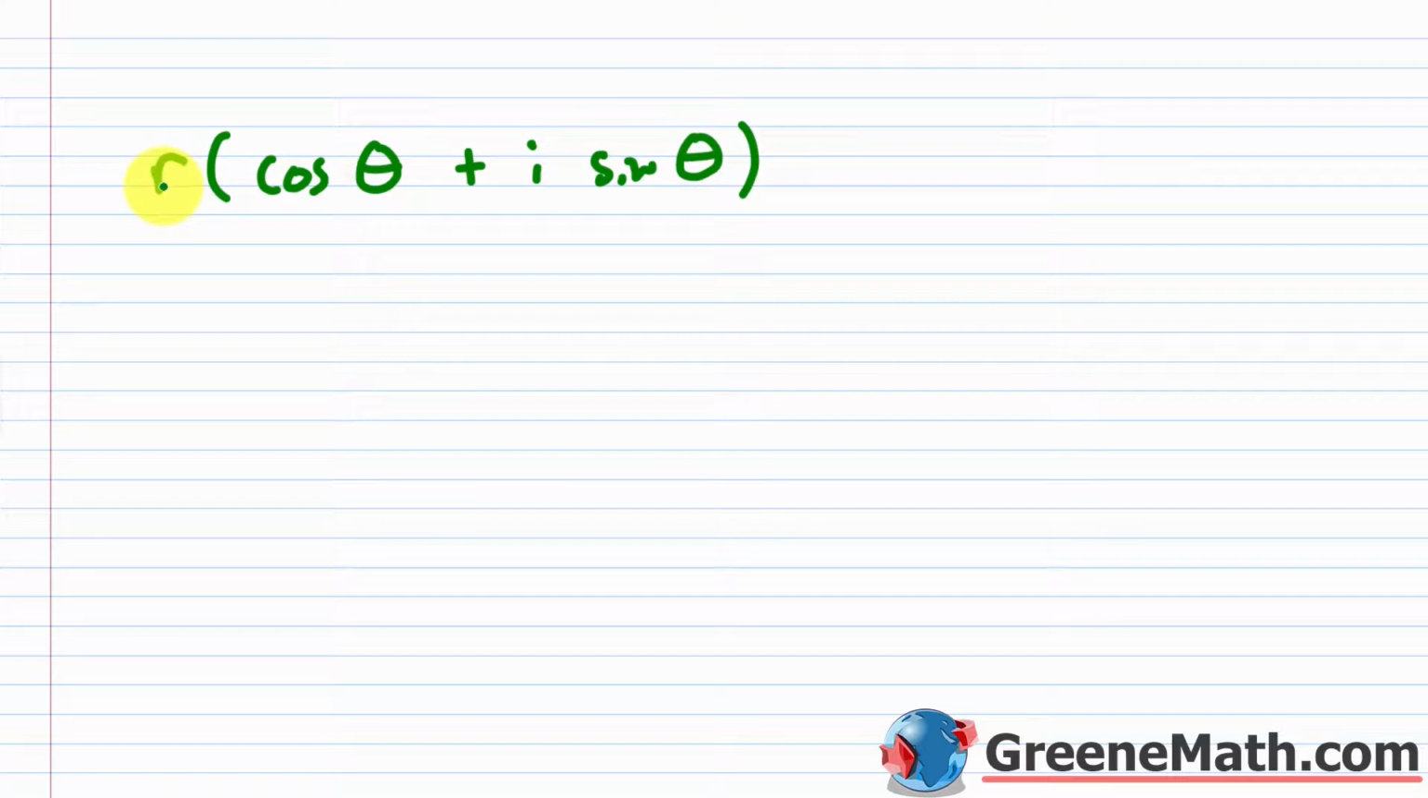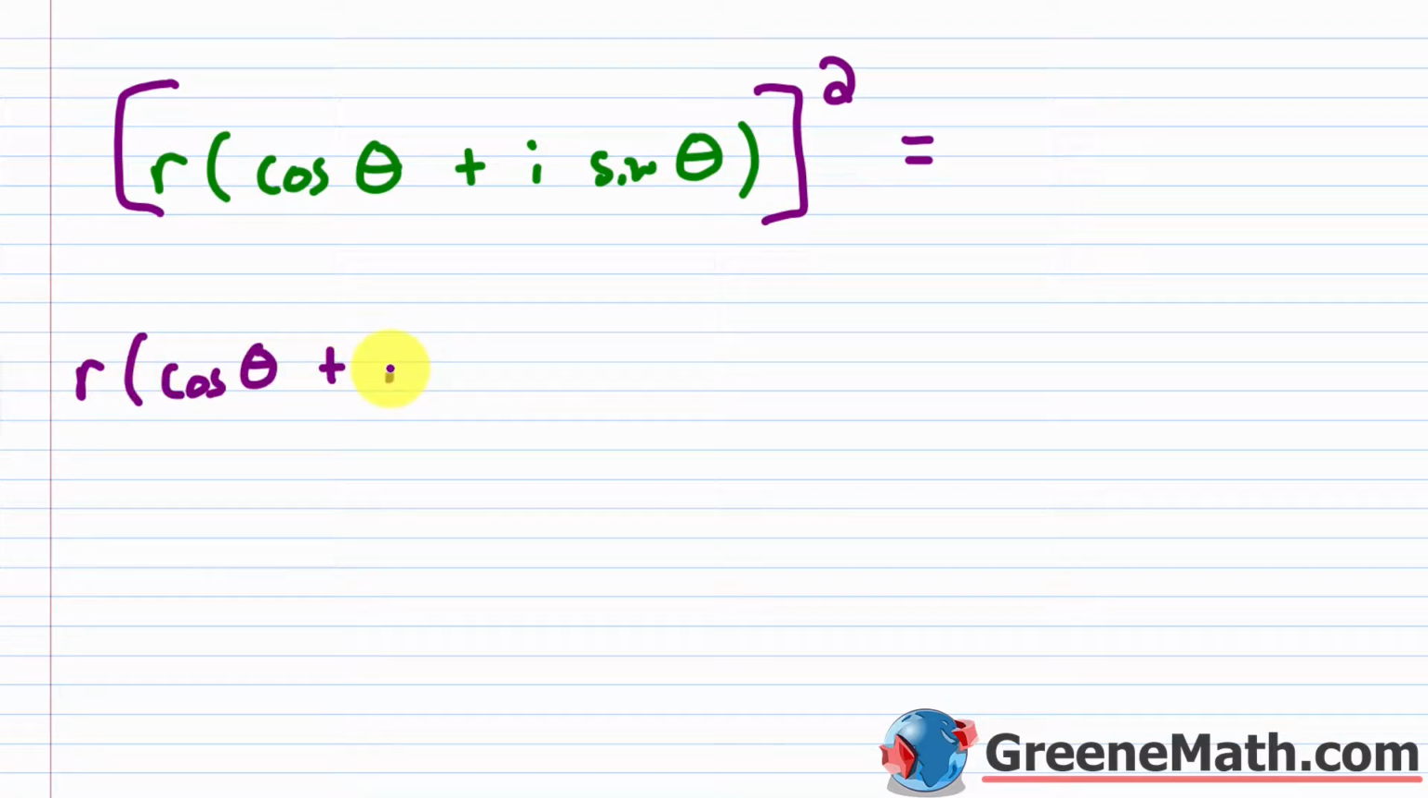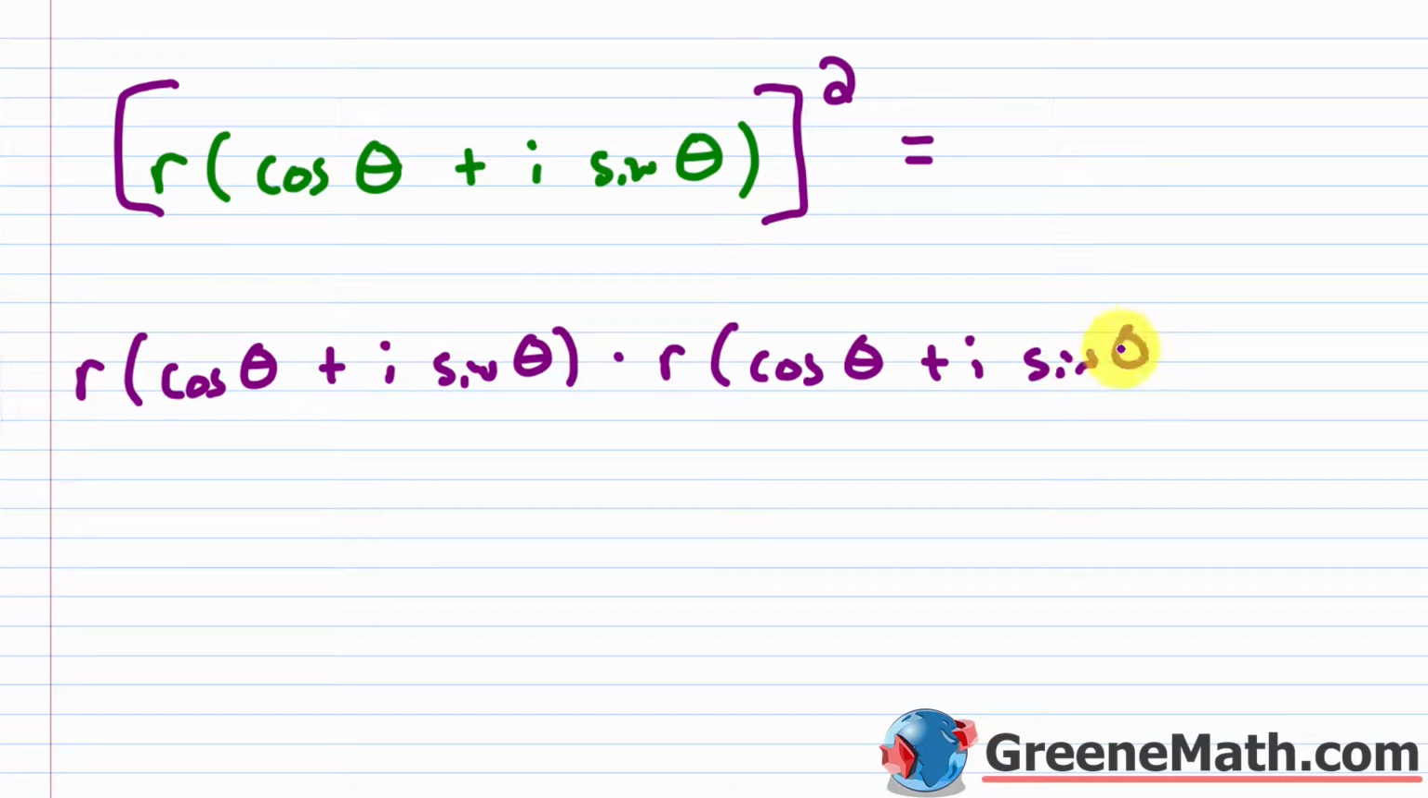So remember, when we talk about r, that's the absolute value of the complex number. When we talk about theta, it's referred to as an argument, okay? If you think about the complex number as a vector, it's going to be the direction angle, okay? So let's say that I wanted to raise this to the second power, right? So I'm squaring this, and basically I would just expand this. So this would be r times the quantity of the cosine of theta plus I times the sine of theta, and I'm going to multiply by itself. So r times the quantity of the cosine of theta plus I times the sine of theta.